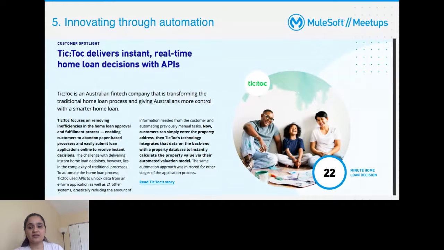They also gained customer satisfaction, and within 22 minutes the automated flow helped the consumers in making decisions about the home loans. So these are the 5 case studies for the different trends of digital transformation goals achieved with the help of MuleSoft.